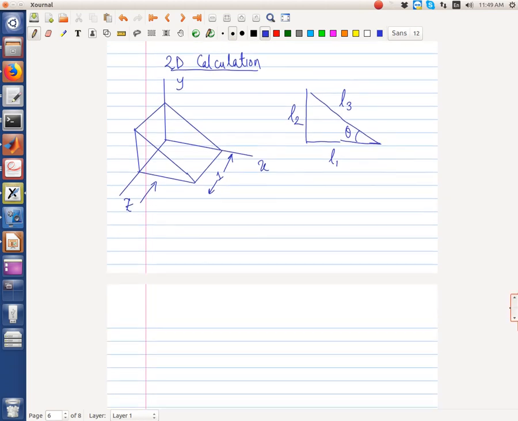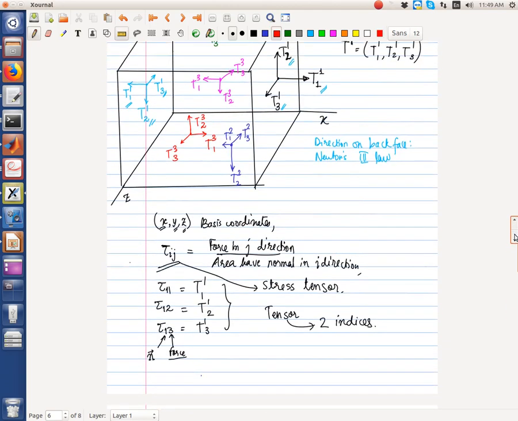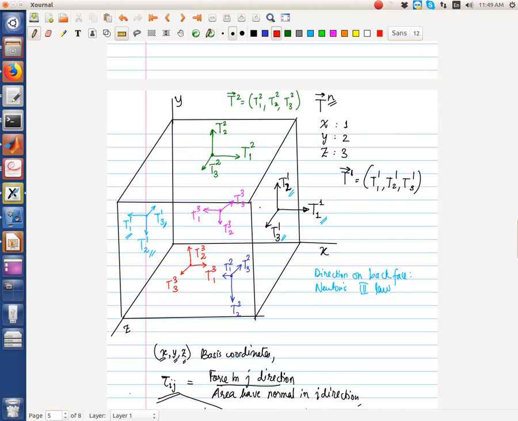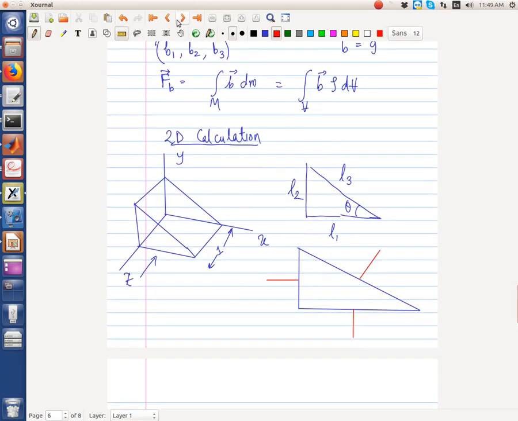Now, what are the states of stress for such a prism? Let us represent the normal vectors first. So this is the normal vector, this is the normal vector, and this is the normal vector. All these faces are oriented along these directions. As we have seen in the earlier video, we can define the state of stress based on the traction vectors, so have a look at the earlier video.